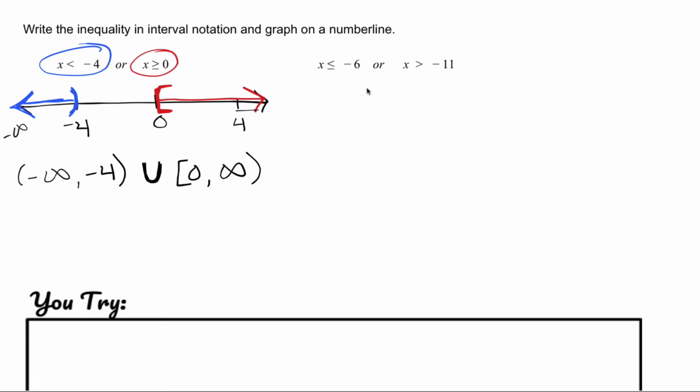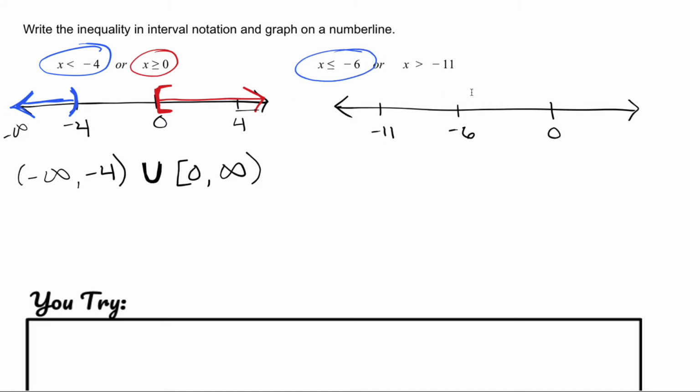Okay, in this next example, let's read it first. We want the solution to be all the numbers that are less than or equal to -6 or greater than -11. So let's take a look at this on the number line. We'll just put 0 out here because we've got -6, and then we'll put -11 right there, almost double the distance.